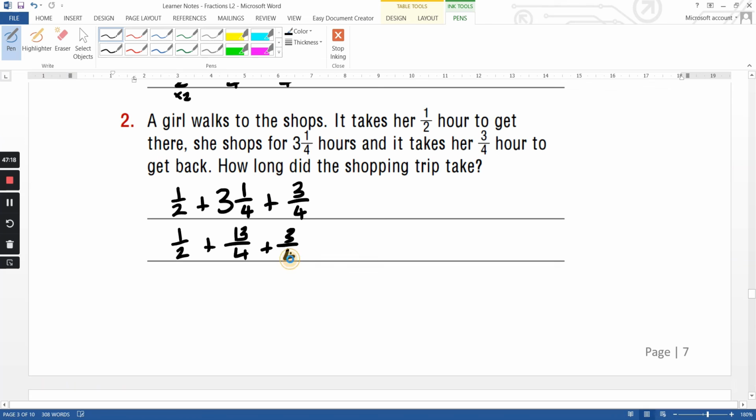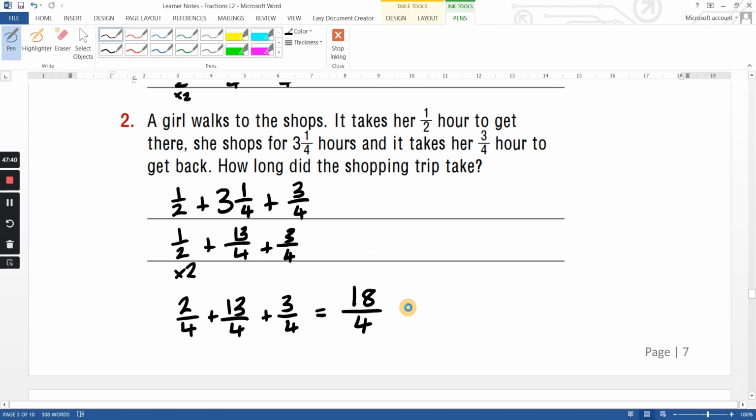Still got this. Okay, so I'm going to change the first fraction. I'm going to double everything in that one. So that gives me 2/4 plus 13/4 plus 3/4. Okay, and my answer is going to be out of 4 as well. 2 plus 13 is 15, plus 3 is 18.